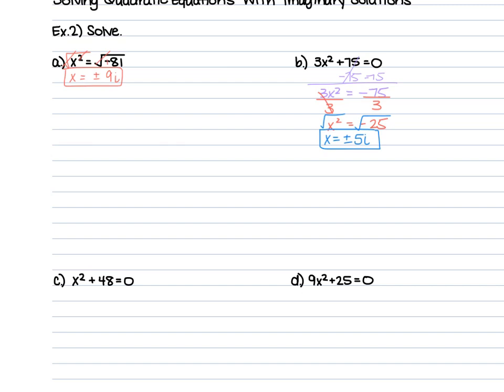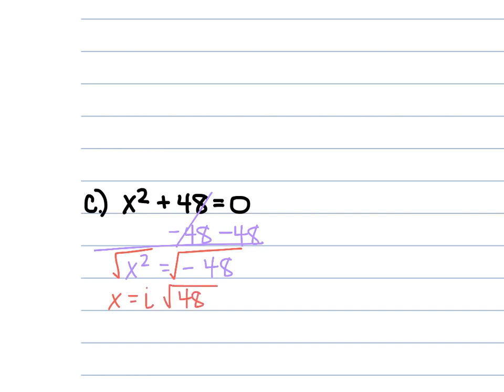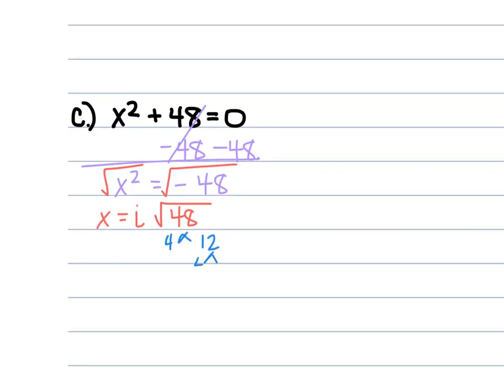For C, we have x squared plus 48 is equal to 0. Again, we're going to move the 48 over by subtracting it from each side. So x squared is equal to negative 48. Then we take the square root of both sides. We have x is equal to i times the square root of 48. The 48 is 4 and 12. The 12 is 4 and 3. We have two 4s, so x is equal to plus or minus 4i times the square root of 3.